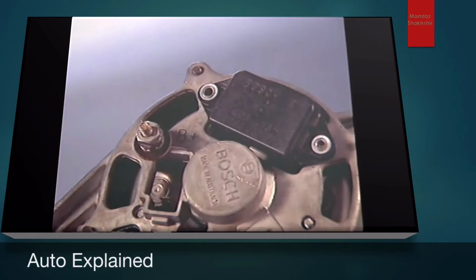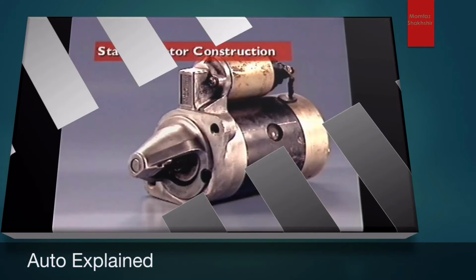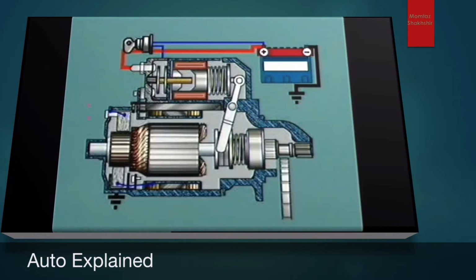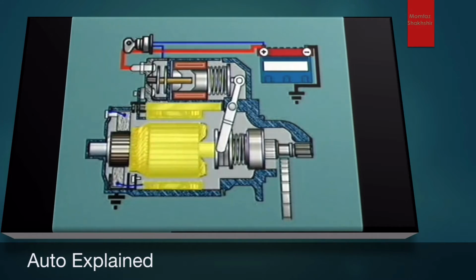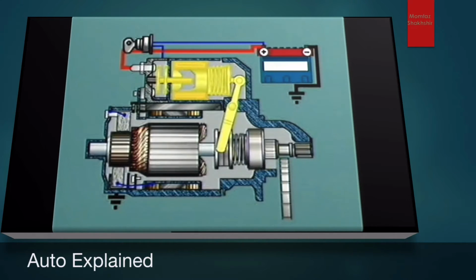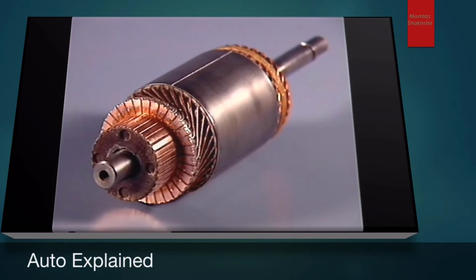This section examines starter motor construction. A basic starter motor consists of a direct current motor, a drive pinion with an overrunning clutch, and a drive pinion engagement solenoid and shift fork. The armature is the revolving component of the direct current motor.